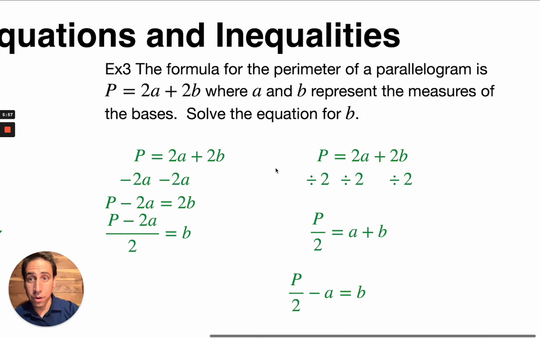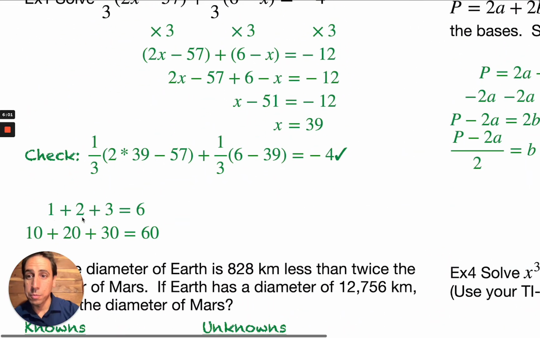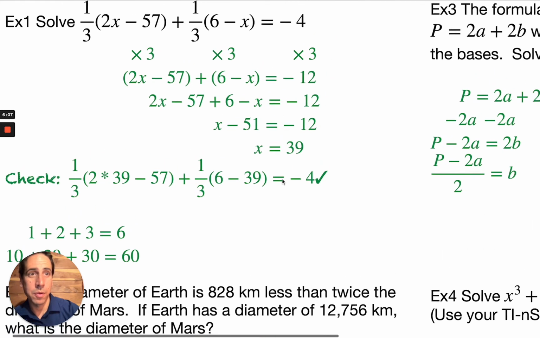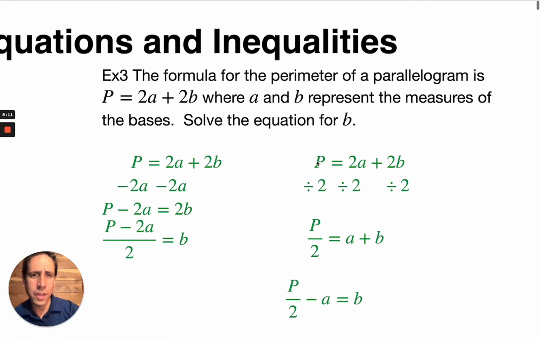Another thing you can do, just like the fun fact I said over here, like 1 plus 2 plus 3 equals 6, you can multiply all the terms on both sides by 10. Well, you can also divide all the terms on both sides by a number. If you do that, you get p over 2 is equal to a plus b. The motivation for that is to get rid of this 2 right here, but it's also kind of convenient because it would also cancel out this 2.